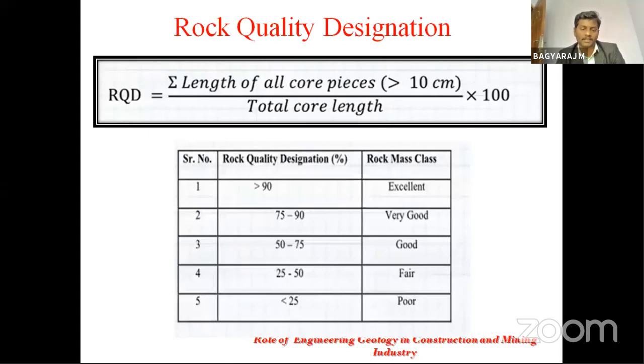This is the rock quality designation table. See, greater than 90% is excellent. 75 to 90% is very good. 50 to 75% is good. 25 to 50% is poor. Less than 25% is very poor.